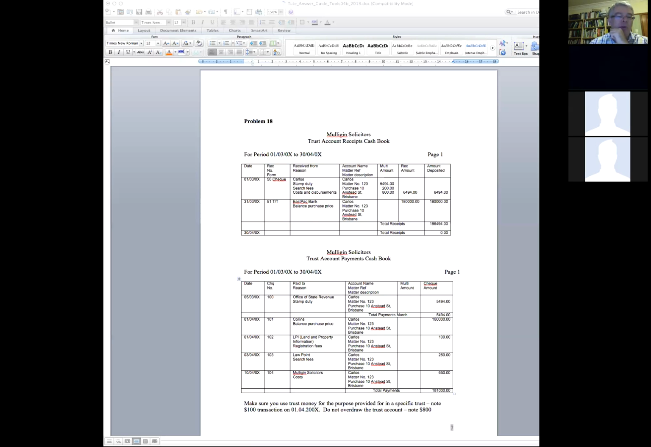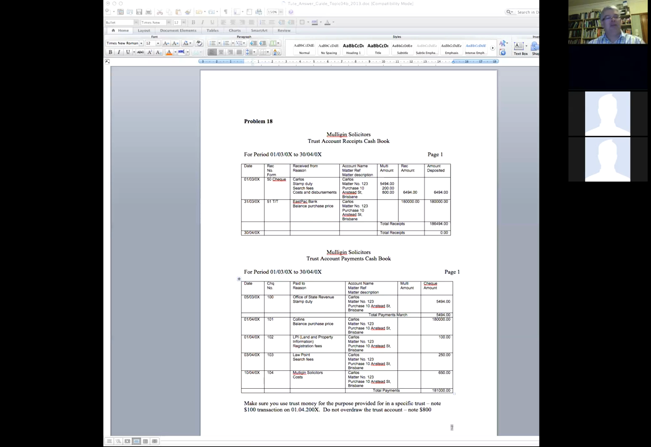Here's an example where you've got a multi-amount. So this receipt of $6,494 relates to several items. Now this is important for a couple of reasons. One is that it helps you identify the purposes for which the money was received. So you know that $5,494 worth of it relates to stamp duty.